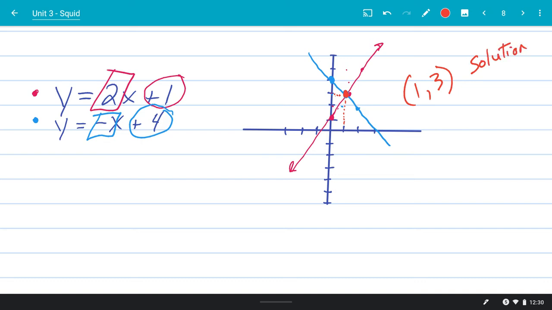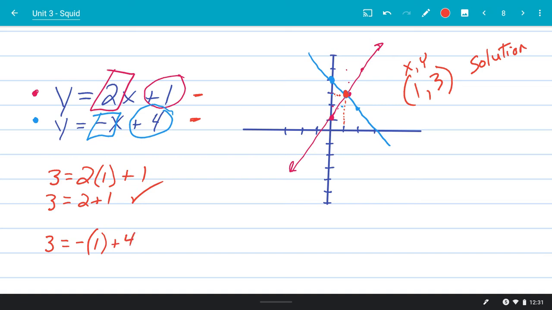Now, I can check that. I can take this x and this y value and plug them into each of my equations. Let's take the first one: 3 equals 2 times 1 plus 1. So 3 equals 2 plus 1, and yes, that is correct. Then I do the same with the second equation: 3 equals -1 plus 4. Well, -1 plus 4 is 3. And I can see that (1, 3) is a solution to my system of equations. And that's how we solve systems by graphing.